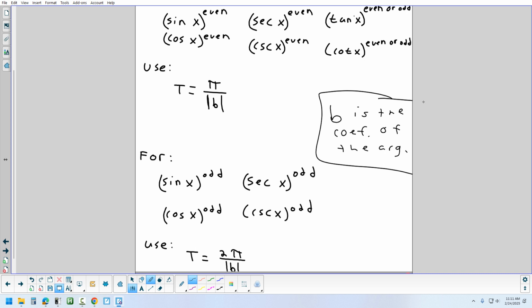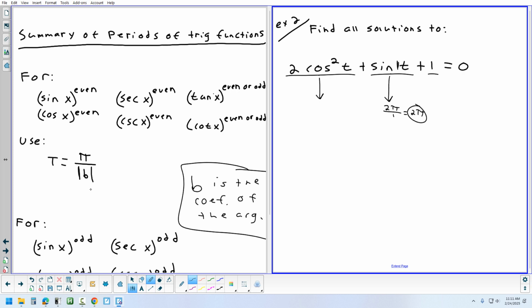All right, so now we're going to go back to our problem and find the period of the first term, which was something with cosine squared. We've got cosine to what kind of power? Second, which is even. We have cosine to an even power. What does it say we should use for the formula? Pi over b. And what's b in this case? 1. Look at the coefficient of t. It's just a 1. So that period is just pi.